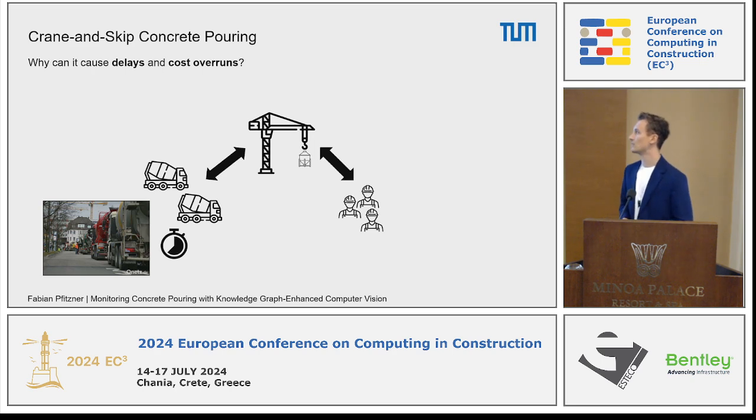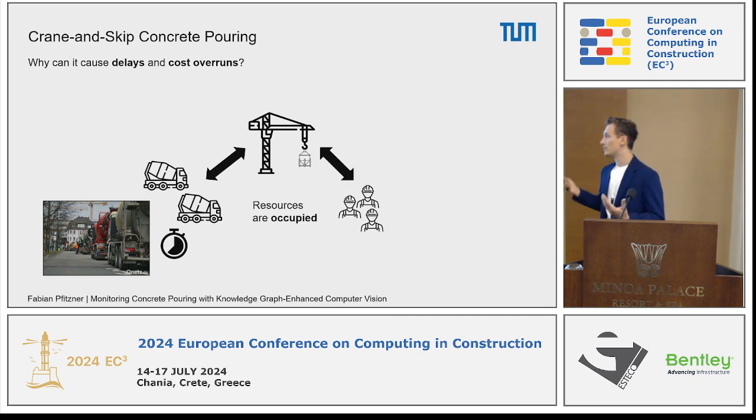So now that we know about this process, the question is, of course, why can it cause delays and cost overruns, and why is it so significant for our construction projects? So first of all, as you can see on the bottom left image, there are concrete mixers queuing up, and this happens quite often on construction sites that due to some delays, we get further delays.